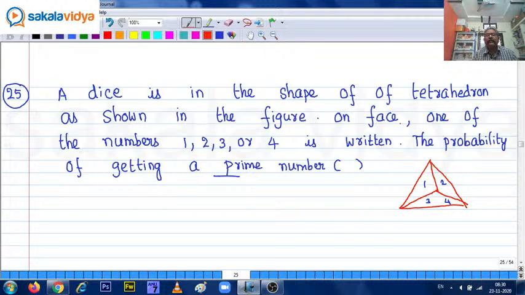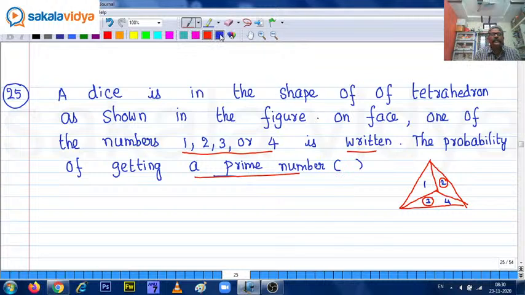As shown in the figure, the faces have 1, 2, 3, 4 written on them. What is the probability of getting a prime number? What are the prime numbers? You check it. 2 is the even prime number, and 3. 2 cases are there out of 4 cases. Obviously 2 by 4 is the answer.